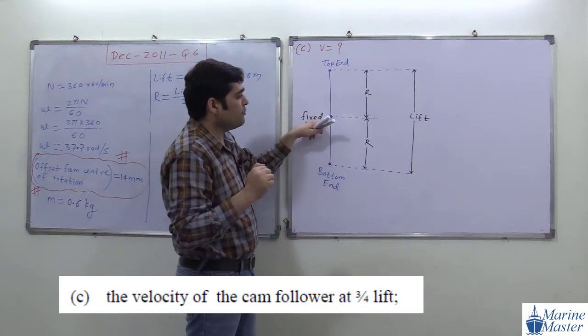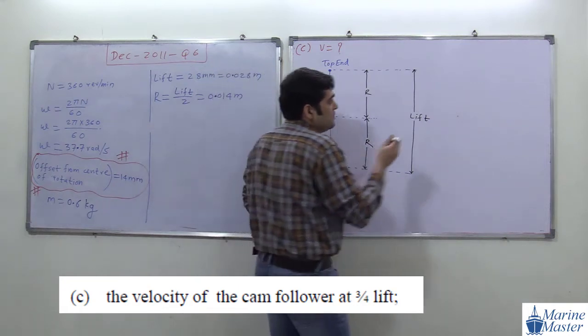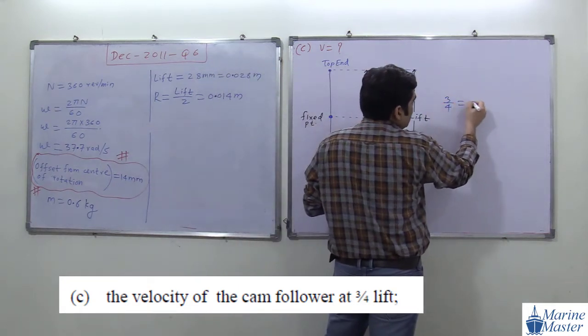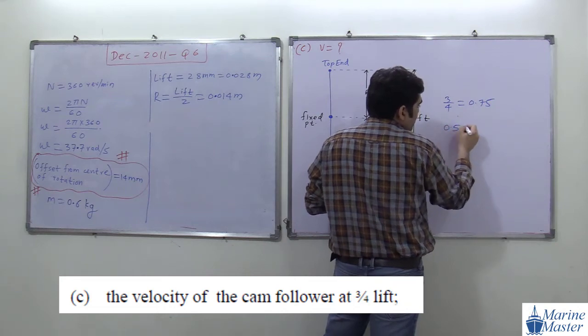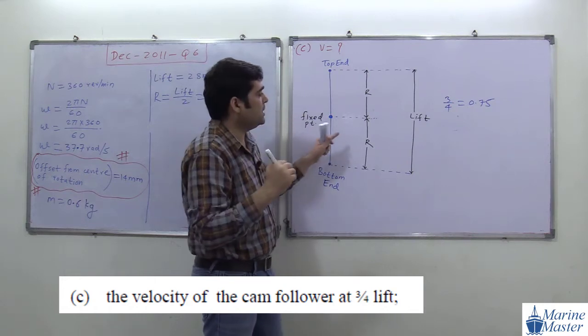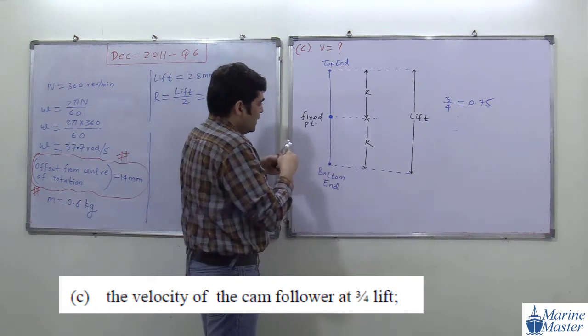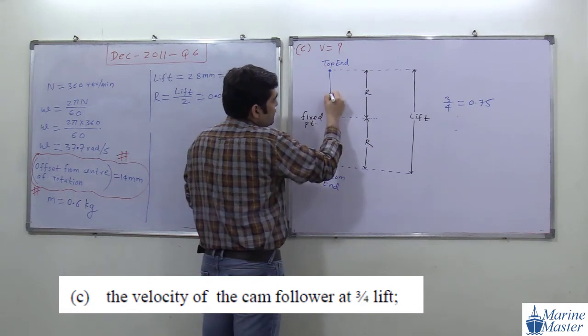From here to here, 1/2. 3/4 means 0.75, and 0.5 means 1/2. So R is 1/2 or 0.5 of the lift. So it must be 3/4 of the lift here. What does it mean? This point, that point P position, will be here.